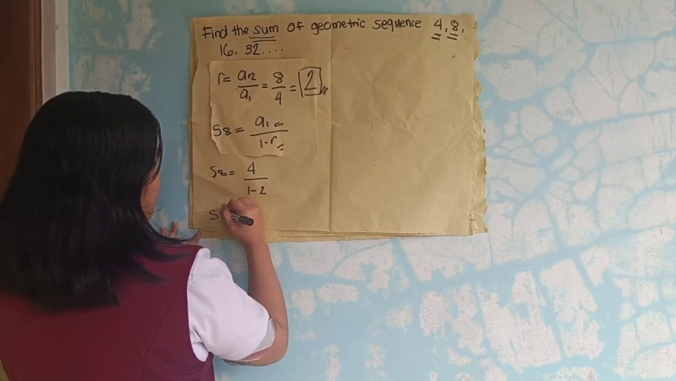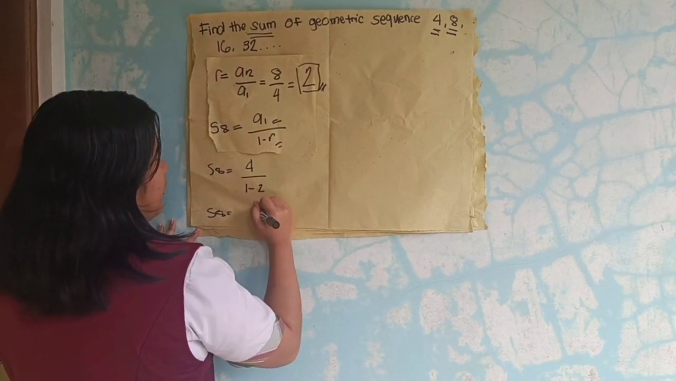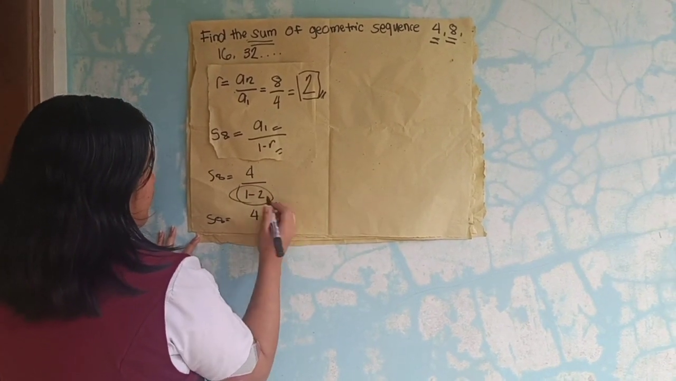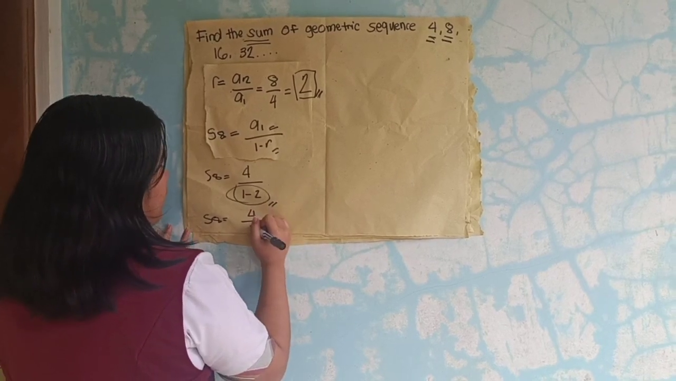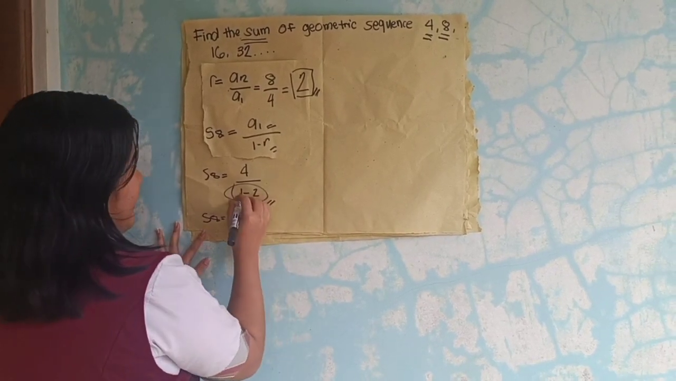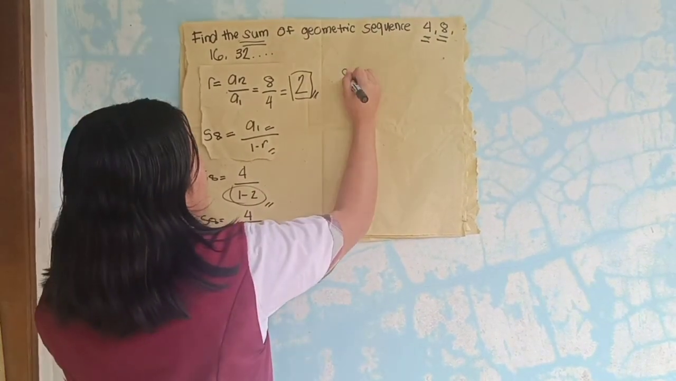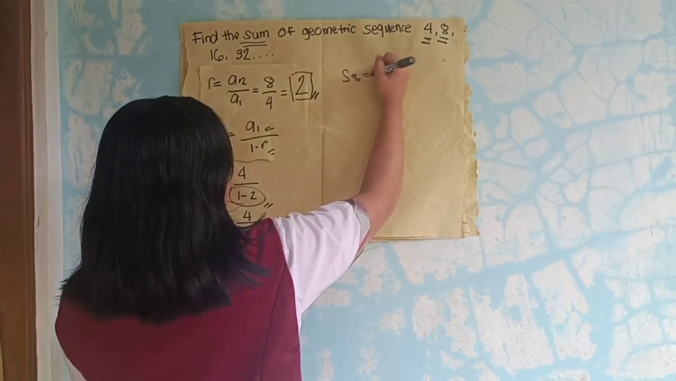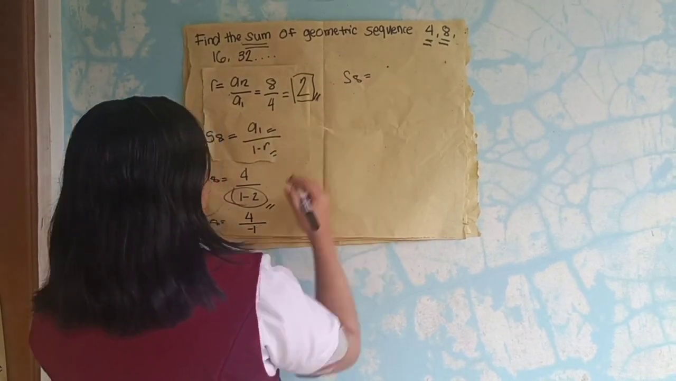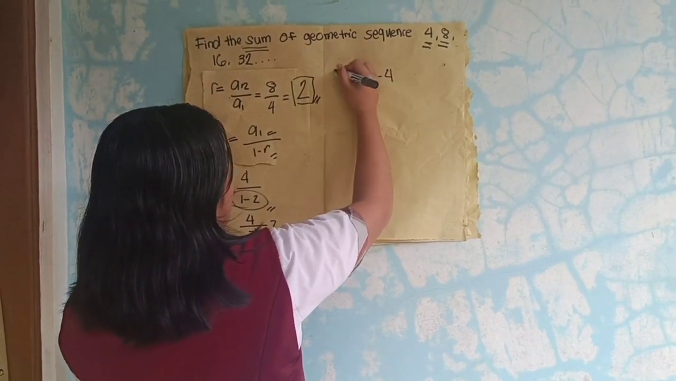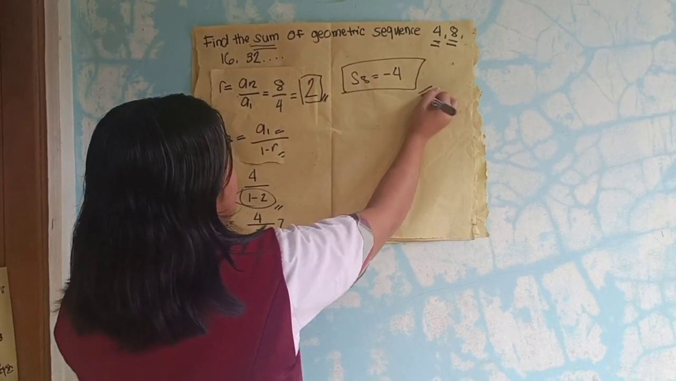And after that, 1 minus 2 is negative 1. And then when we divide these two, the answer is negative 4. So, here's the final answer.